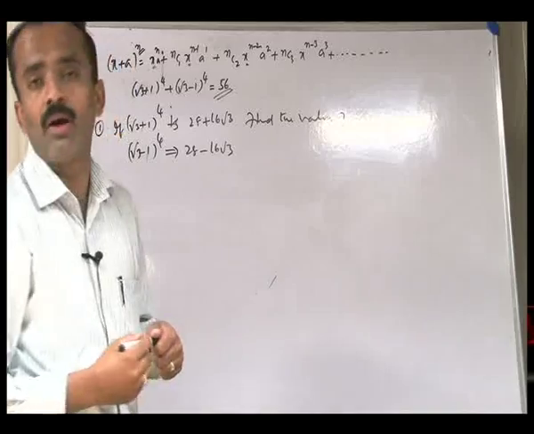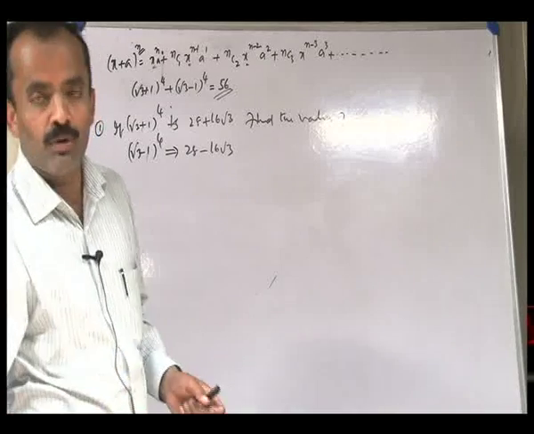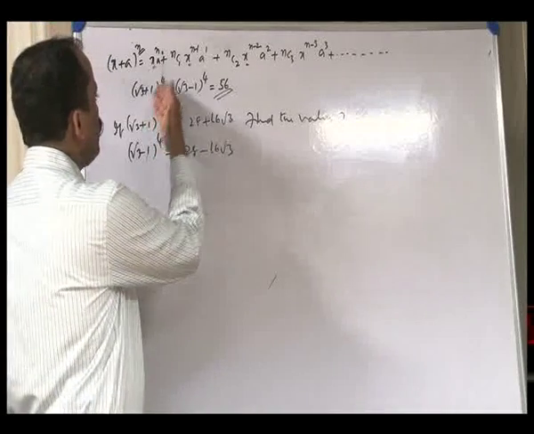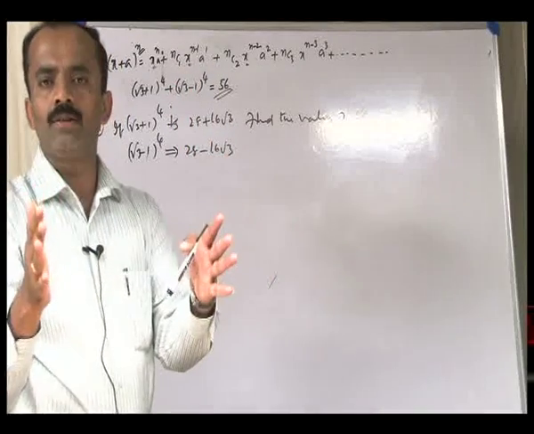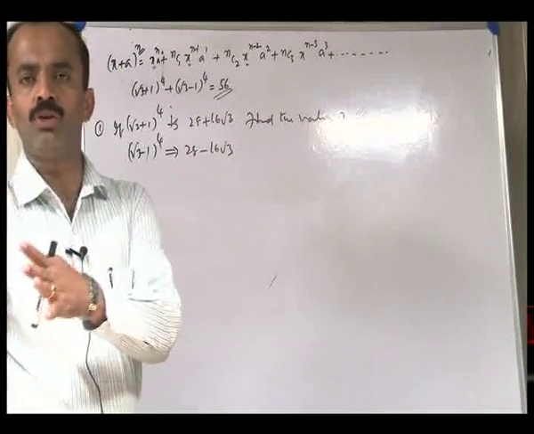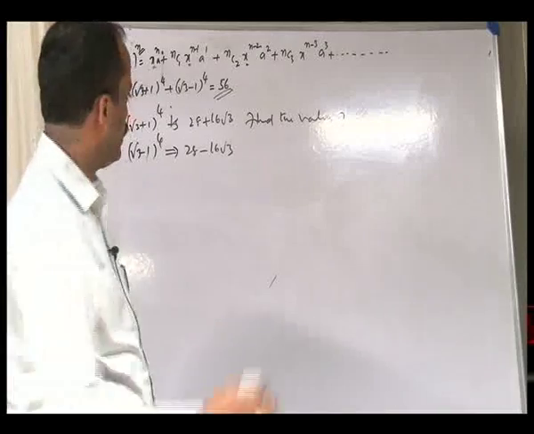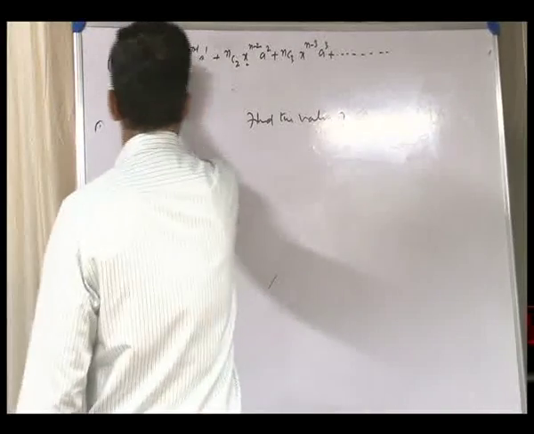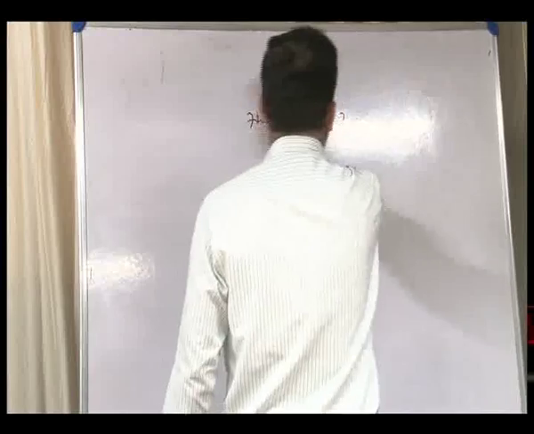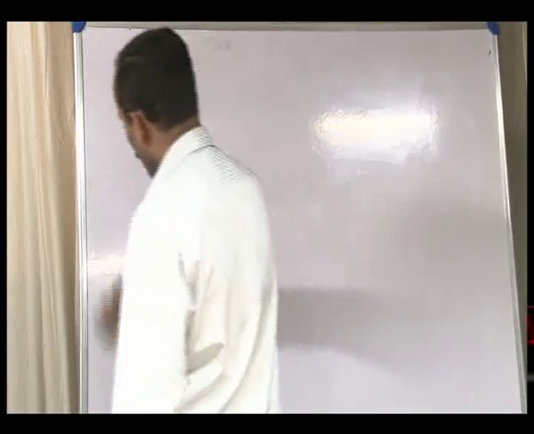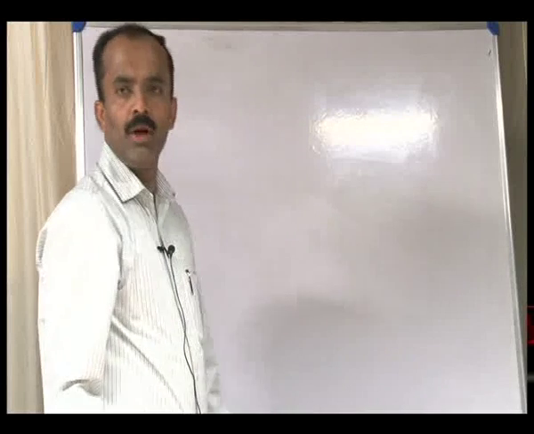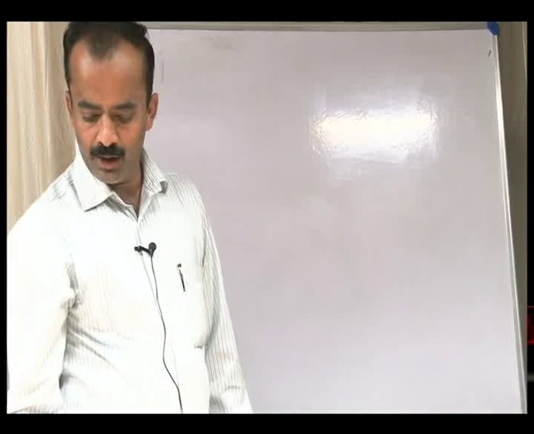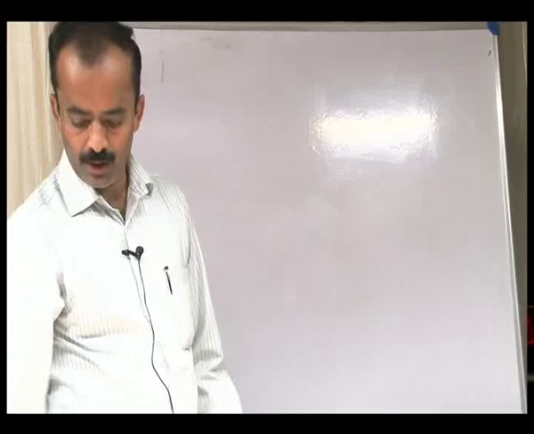It is for a 2 marks problem. They may give either (√3 + 1)^4 or (√3 − 1)^4. Finally, they ask (√3 + 1)^something plus (√3 − 1)^something. Similar problems they may ask for 2 marks. This is an expansion of terms by using the binomial theorem. Next.